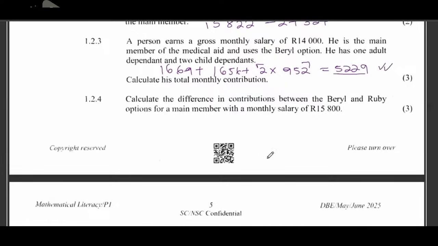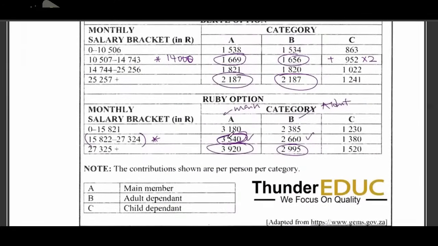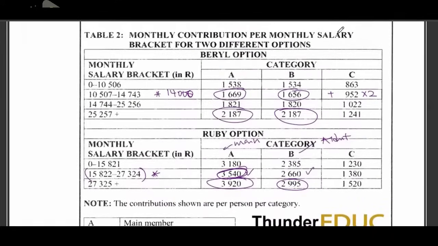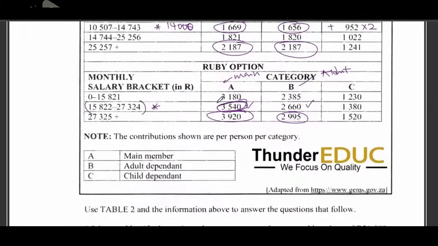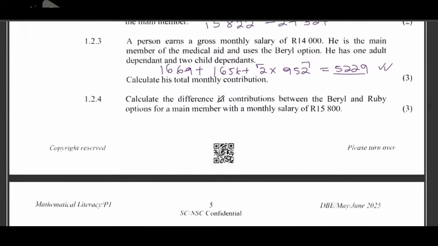Why do we say that this is the monthly contribution? When you look at the table, it tells us all the values here are monthly contributions per monthly salary bracket for 2 different options. Calculate the difference in contributions between the BL and Ruby options for the main member whose monthly salary is 15,800. What's the difference? When we look at this difference here, we know we are going to subtract.